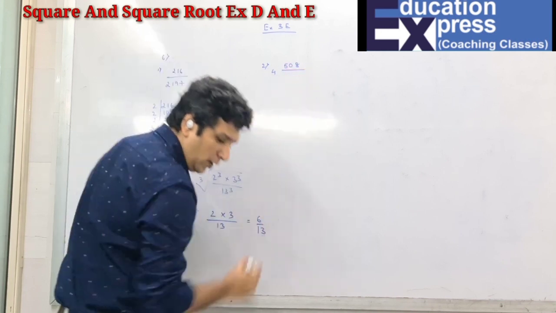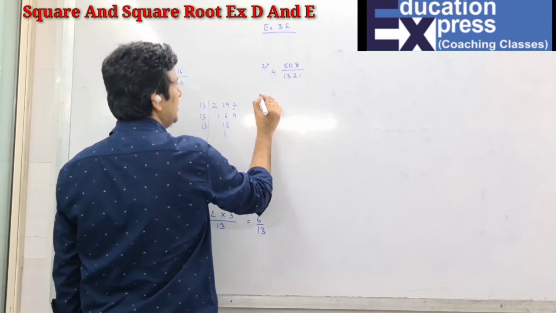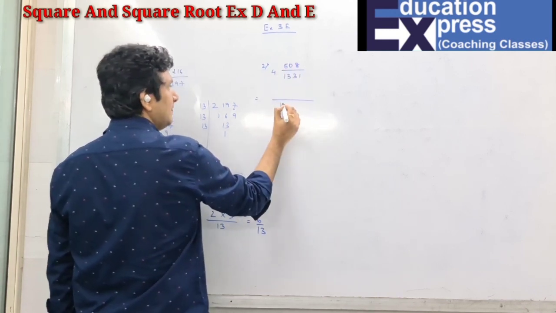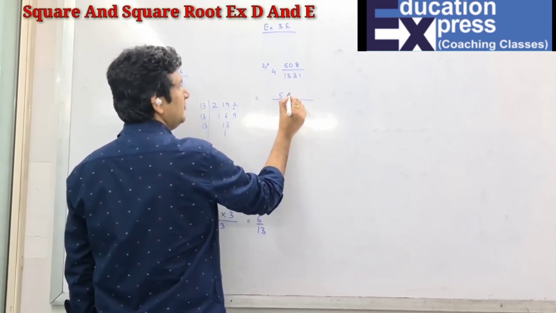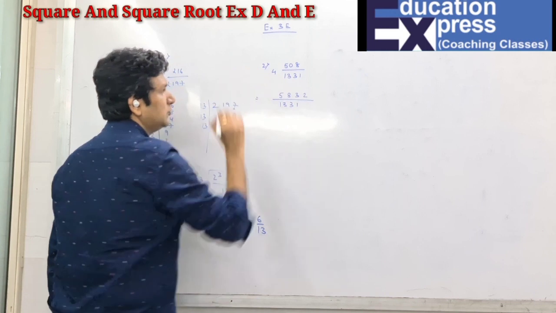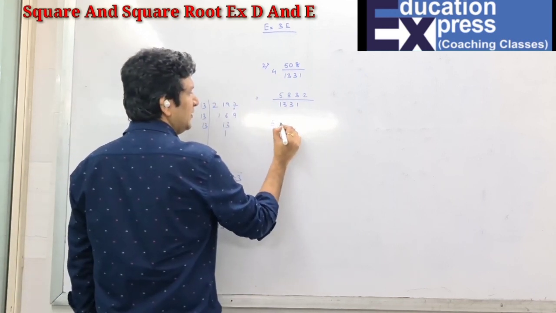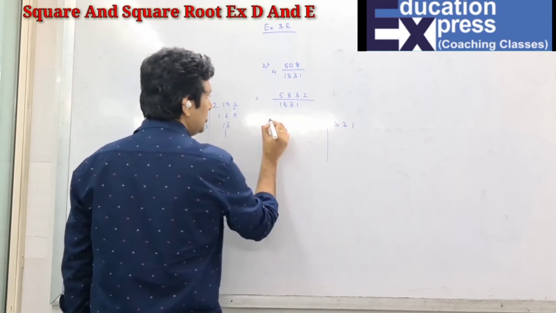Next, 4508 upon 1731. So here, students, it is a mixed fraction, you have to make it an improper fraction first. So you have to multiply this and add this. So this into this plus this is 5832. Now find the cube root. To find the factors, this you already found. This is 11 cube.